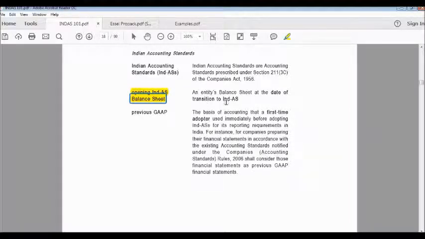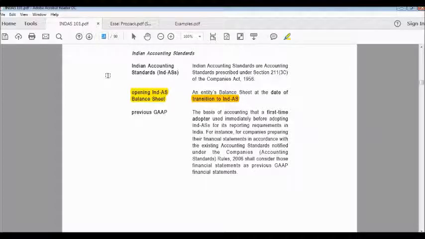For example, Ind AS is applicable in India from 1st April 2017. So for a company that will prepare the balance sheet as per Ind AS as at 31st March 2018, the opening Ind AS balance sheet would be 1st April 2017. Remember that 1st April 2017 will be the date of transition to Ind AS. Therefore the opening Ind AS balance sheet would be 1st April 2017 for the company which is adopting Ind AS from 1st April 2017.